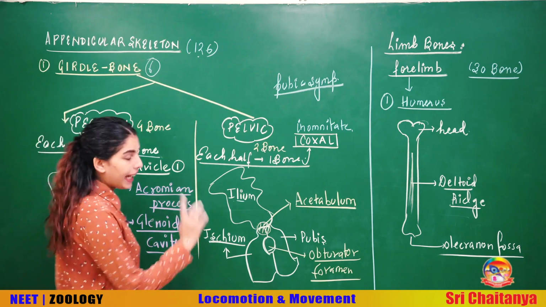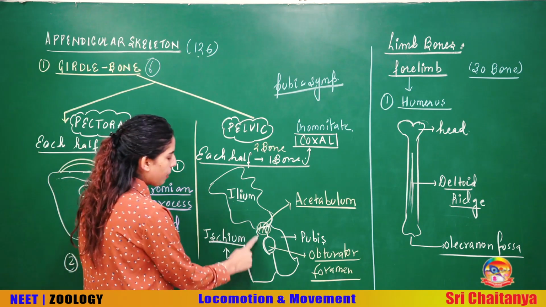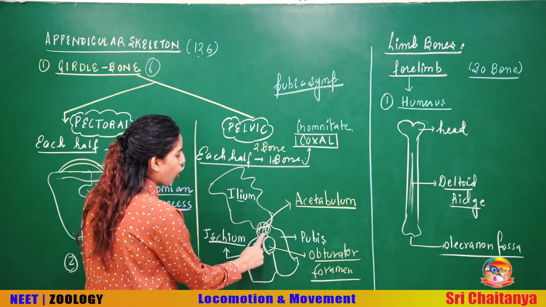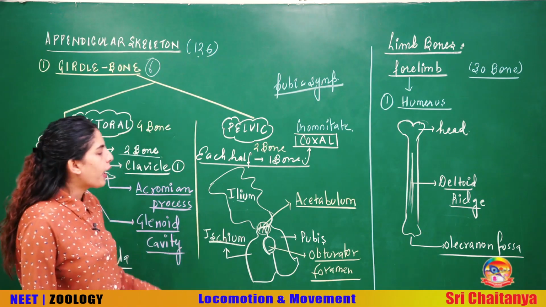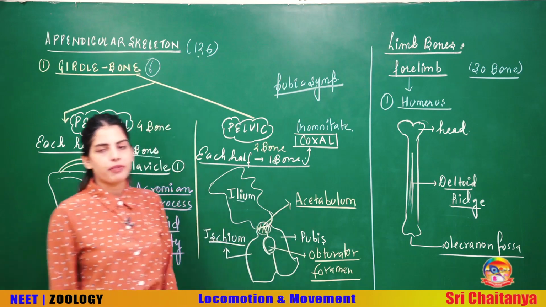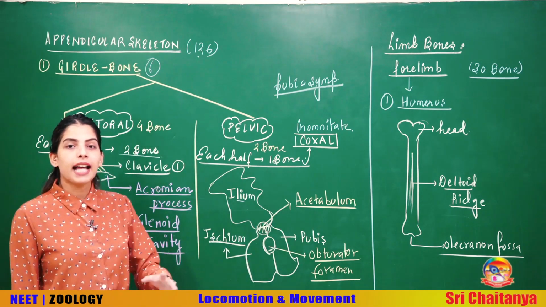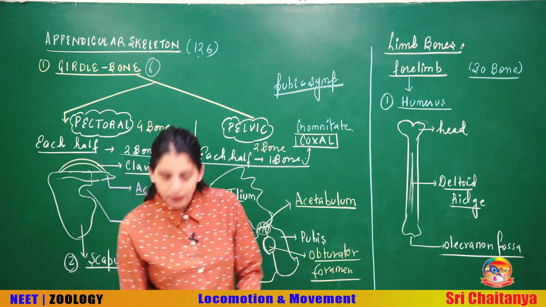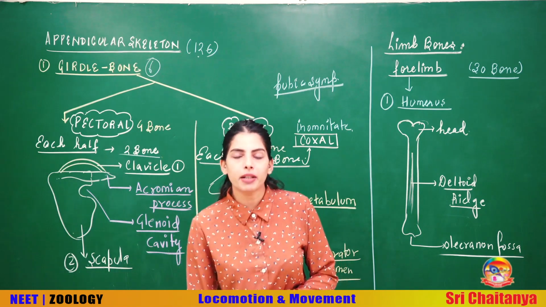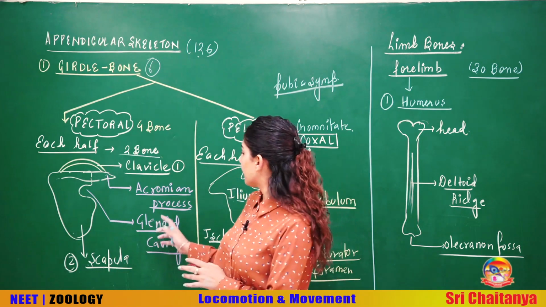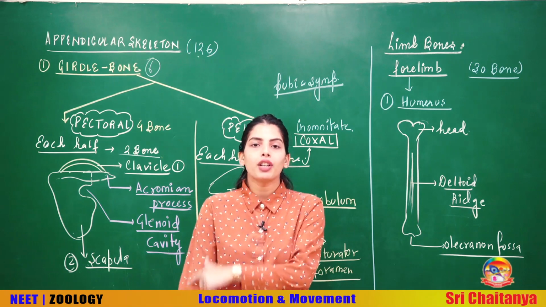Do you see an area, a part where your ilium, ischium, pubis are fused at a common point? This common point is called acetabulum. This acetabulum is the site for the attachment of your thigh bone. That is your femur. Whereas here you had glenoid cavity for the attachment of humerus.